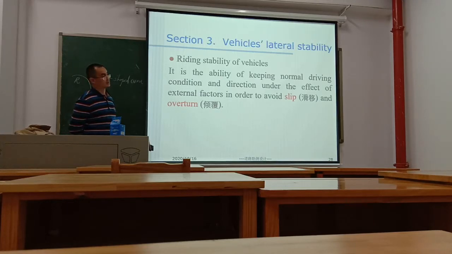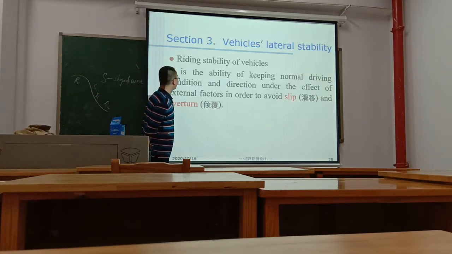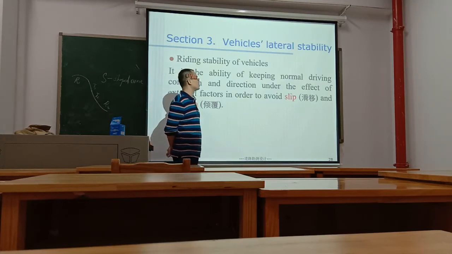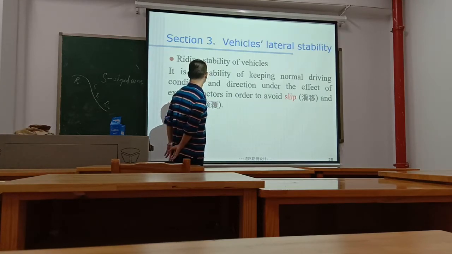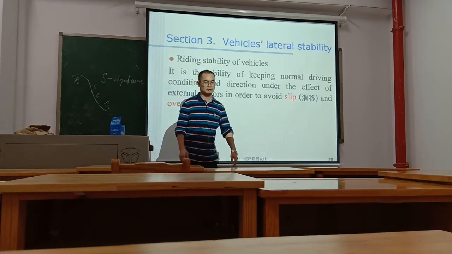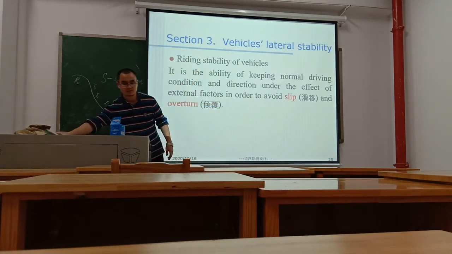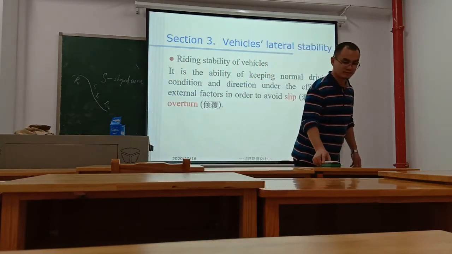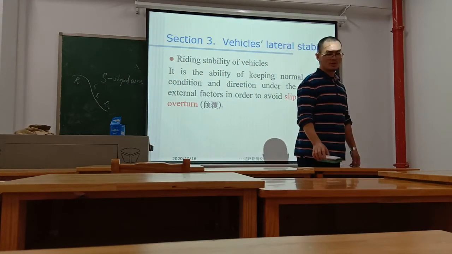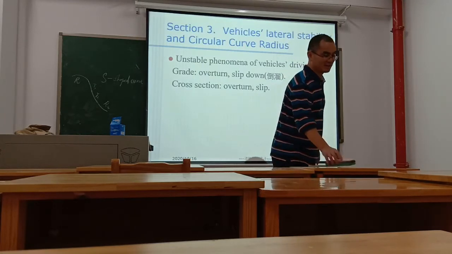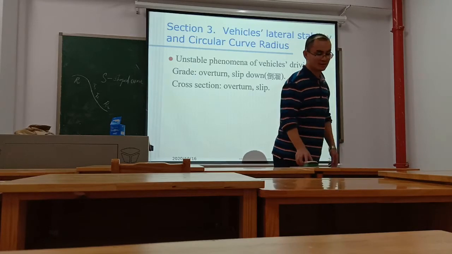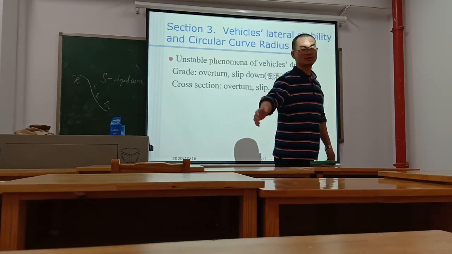Riding stability of vehicles is the ability of keeping normal driving condition and direction under the effect of external factors, in order to avoid slip and overturn. What is slip? When you drive, this is slip. Also overturn. When you turn left or turn right, this is slip. This is overturn.